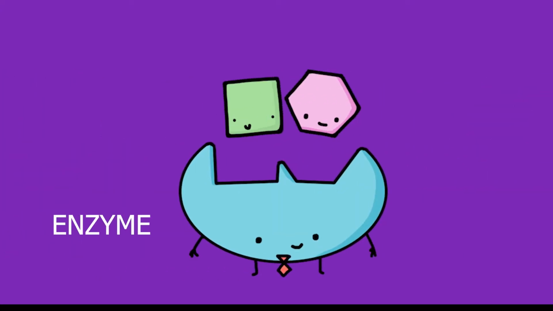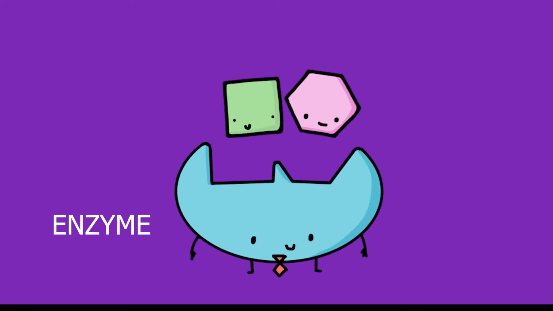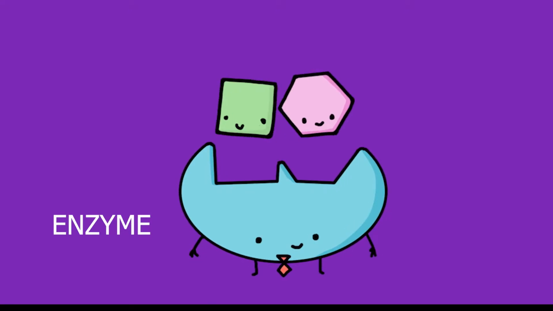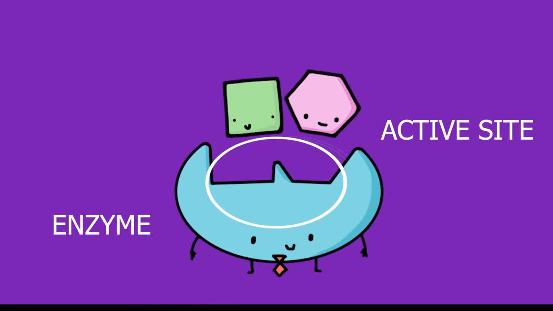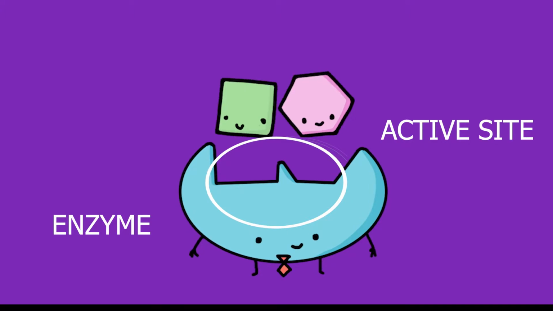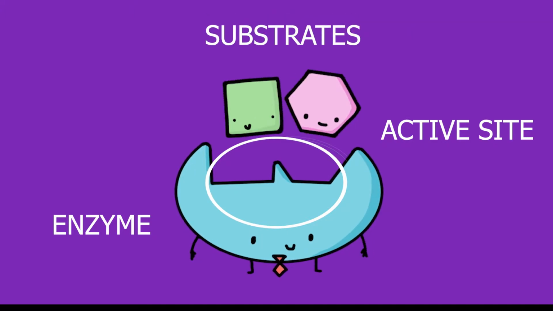The enzyme is the main body of protein and the host of the reaction. The area of the enzyme where the reaction happens is called the active site. The active site is a spot on the enzyme shaped specifically to fit the substrate it's wanting to change. Substrates are molecules and reactants. They're the ones changed in the reaction.